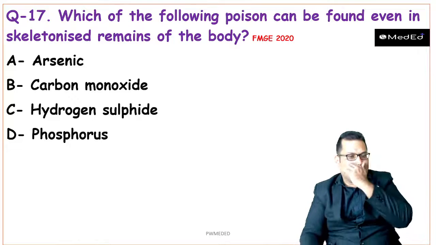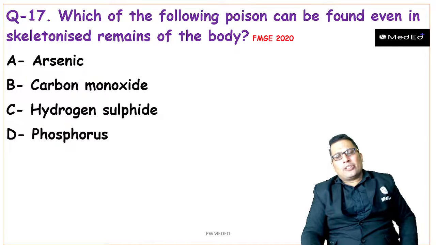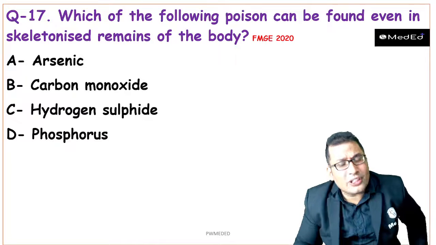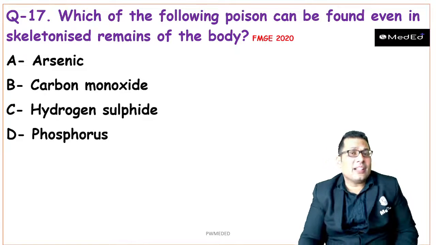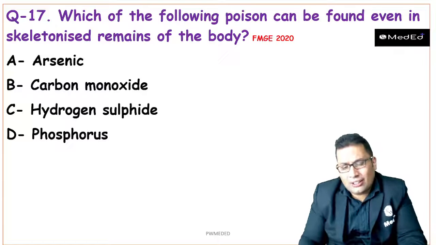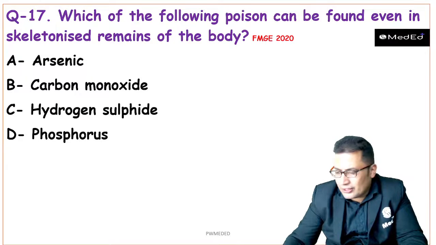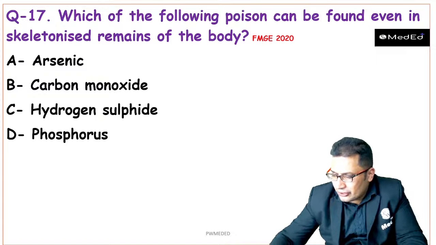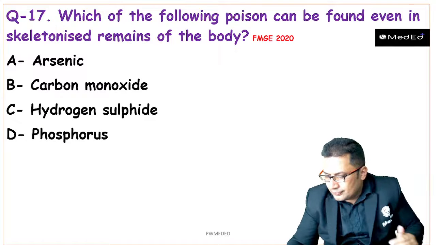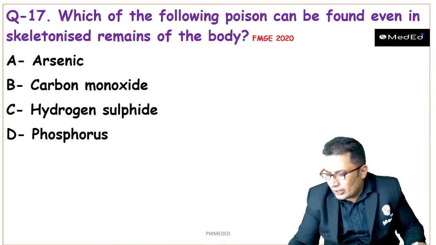Now, question number 17. Which of the following poisons can be found even in skeletal remains of the body? The options are arsenic, carbon monoxide, hydrogen sulfide, and phosphorus. What would be the best answer? Try, all of you try.